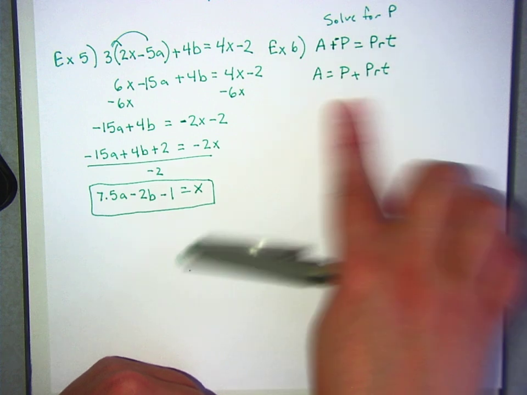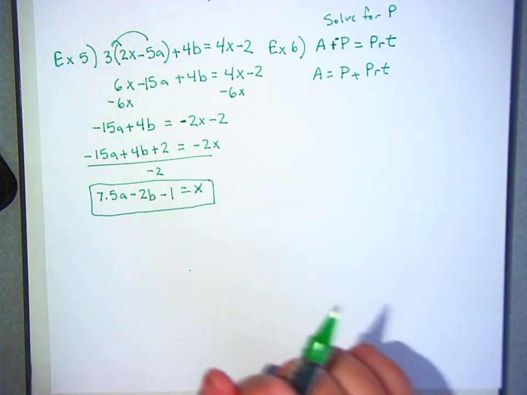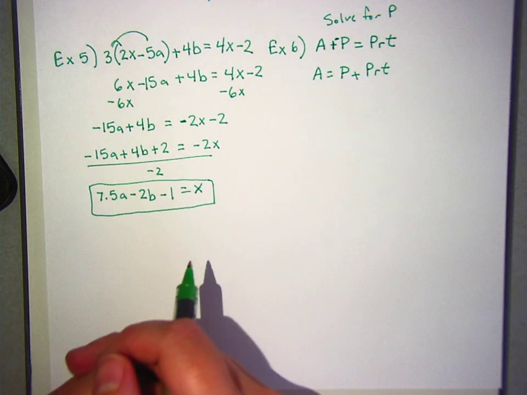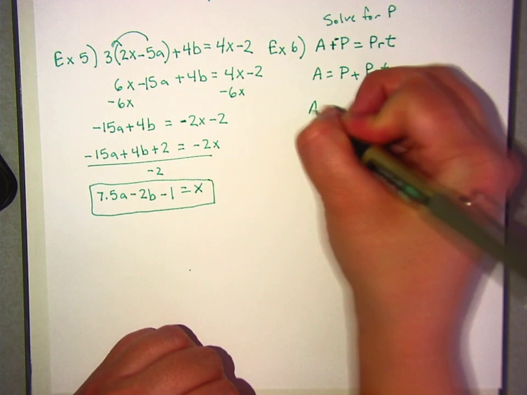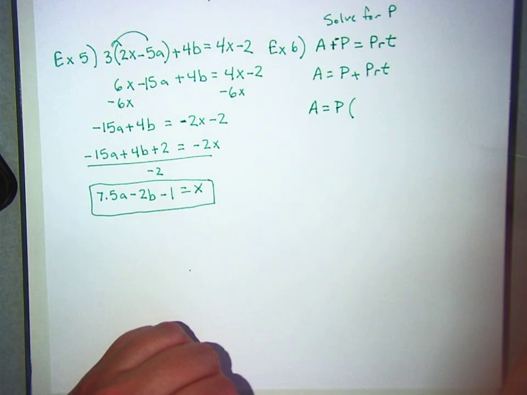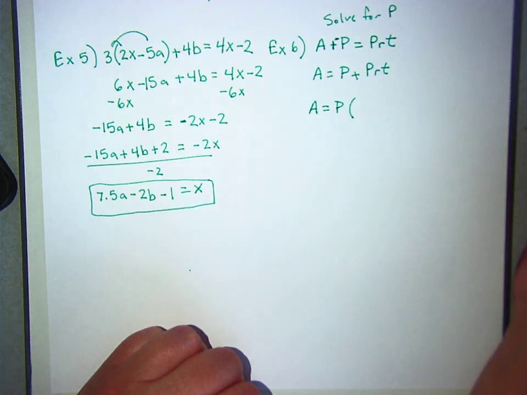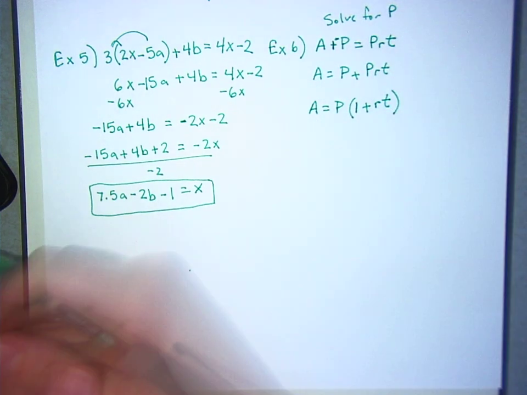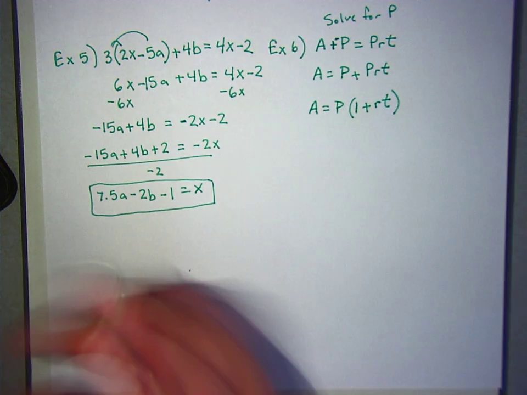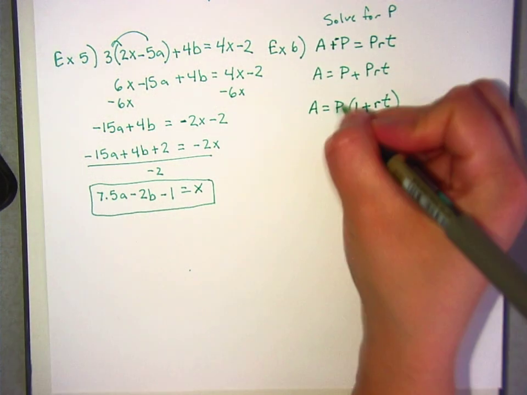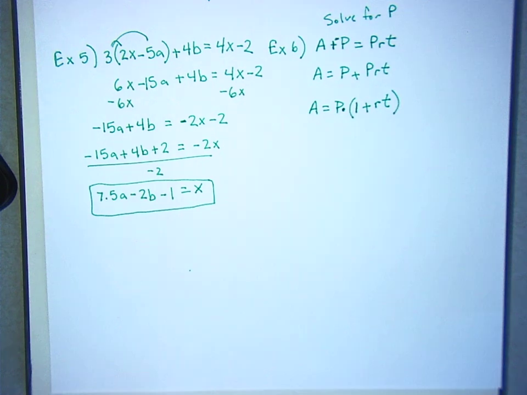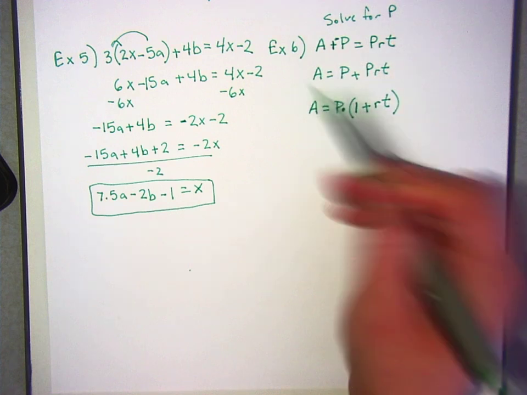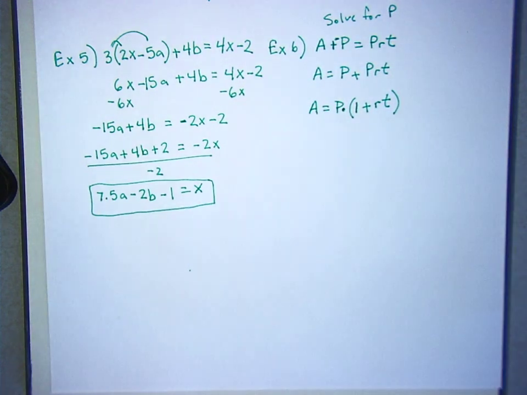Does anybody have a brilliant idea of how we could get that P away from that stuff? P squared? No, we can't multiply by a P. Can you divide by P? Sure. Are you saying like factor it out? Do you see how if I factor out the P, then I can divide out that 1 plus RT and just leave myself with P? So one way to do it if you're stuck in a situation like this is to factor out the thing that you want to take out.